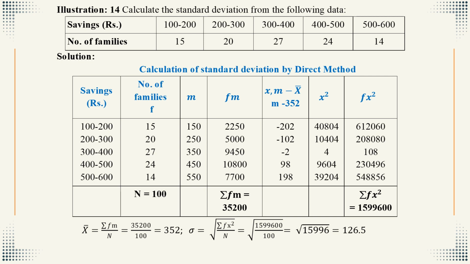The total of it should be calculated. There seems to be 15,99,600. Then apply this value in the formula, sigma f x small x square by n. That value gives 126.5. Anyway, the calculated value would be in between 100 to 600. If it is going beyond that or below that, it means there is some error in the calculation.